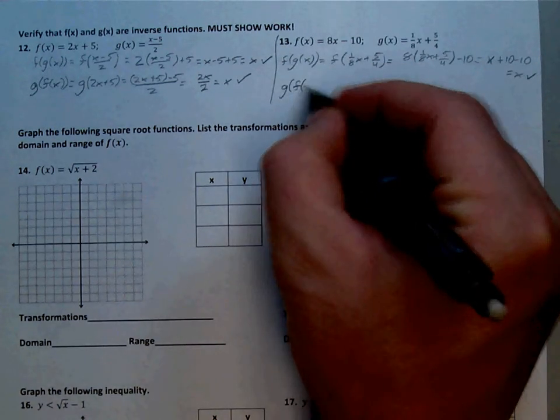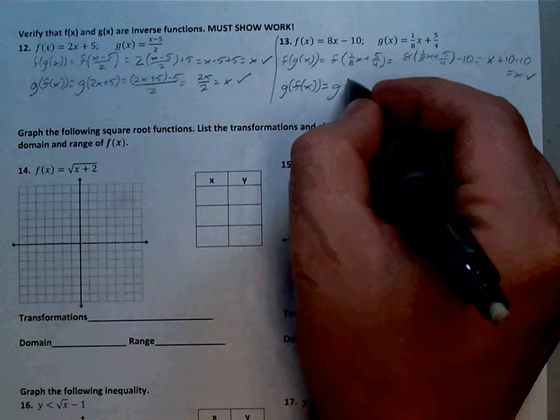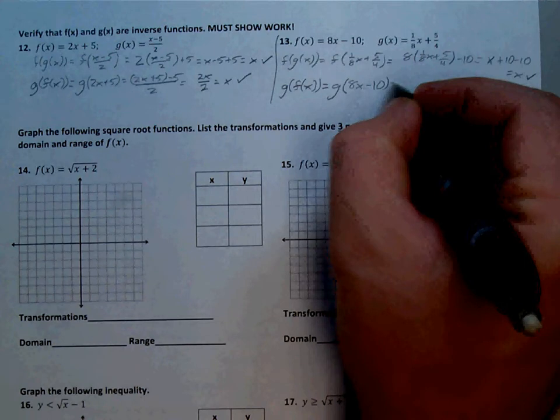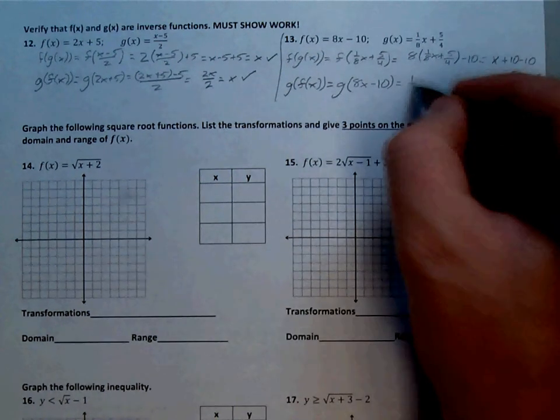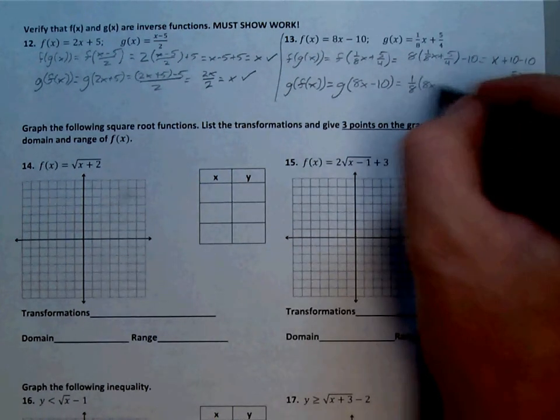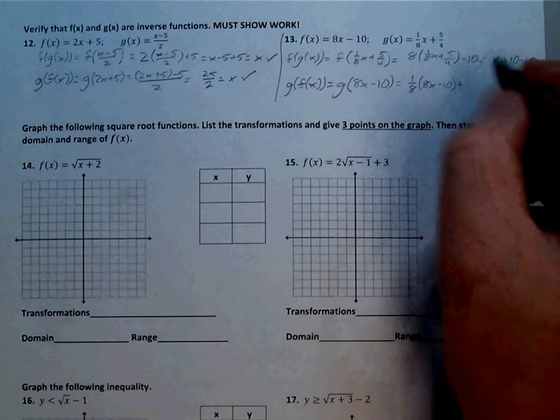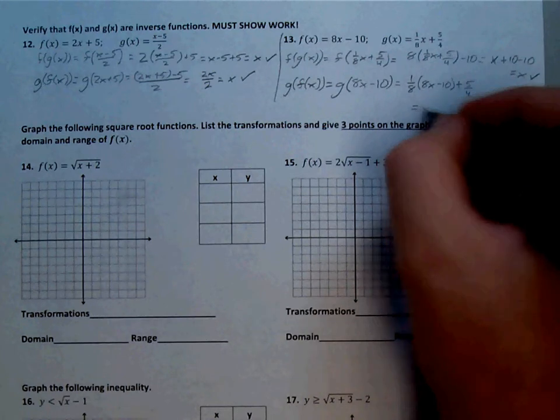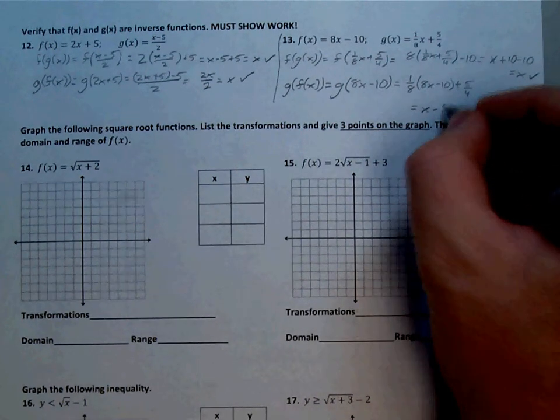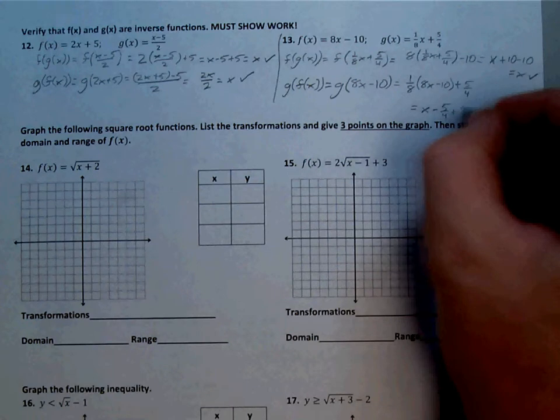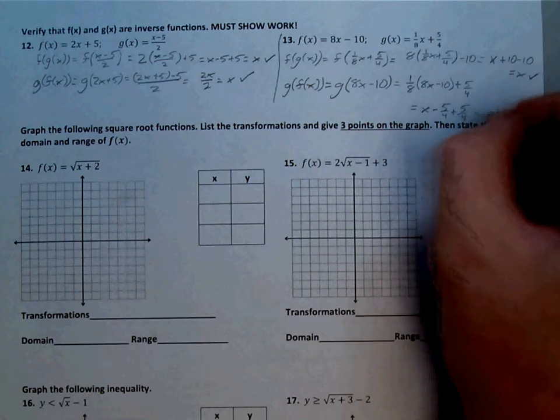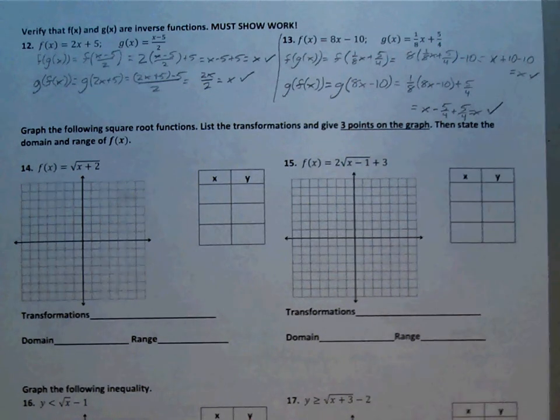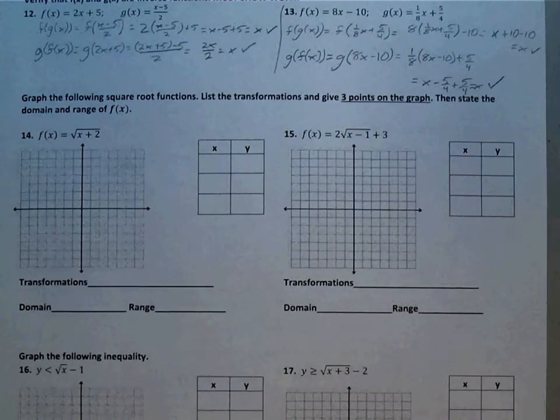So then I'll do g of f of x. F of x being 8x minus 10. Plug that into the g. So distribute that, I get x minus 10/8, which is 5/4, plus 5/4 does in fact equal x, sorry, equals x. Check, that one worked. So they both worked. So then I move on to number 14.